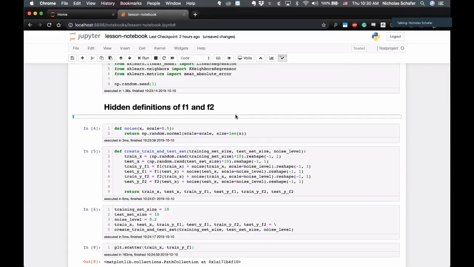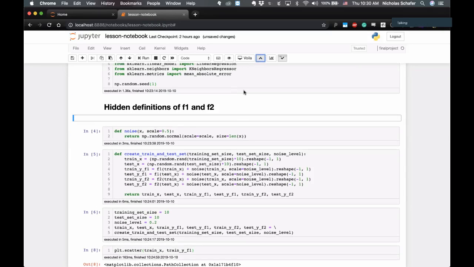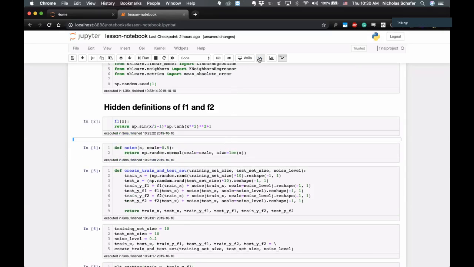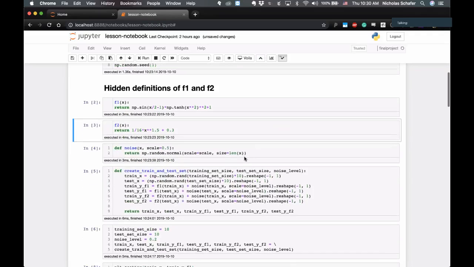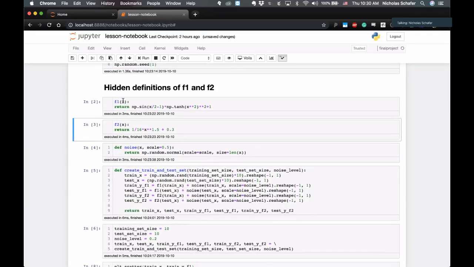I'm going to unhide these cells. So F1, you can see, I just put in a whole bunch of non-linear gibberish. Whereas F2, over this range, it does look quite linear. It's not exactly a linear function, but on the other hand, given how much noise there was in the data, it probably would have been hard to tell that it wasn't exactly linear.